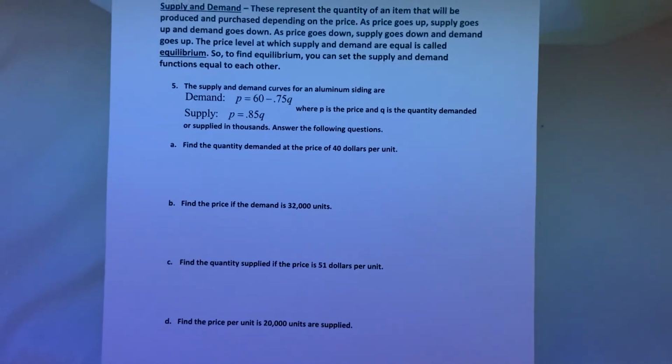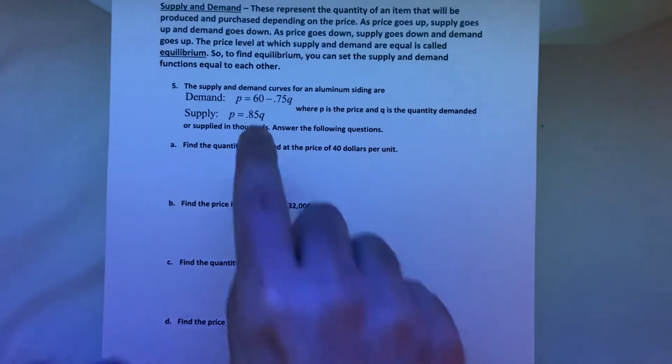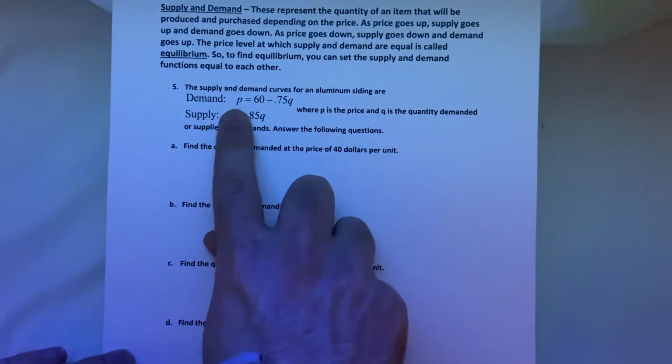So let's talk about things you might do. The supply and demand curves are given for aluminum siding below, where P is price and Q is quantity demanded or supplied in thousands. Answer the following questions. We'll do A and then move to the next video. Find the quantity demanded at the price of $40 per unit. So quantity demanded when price is 40.